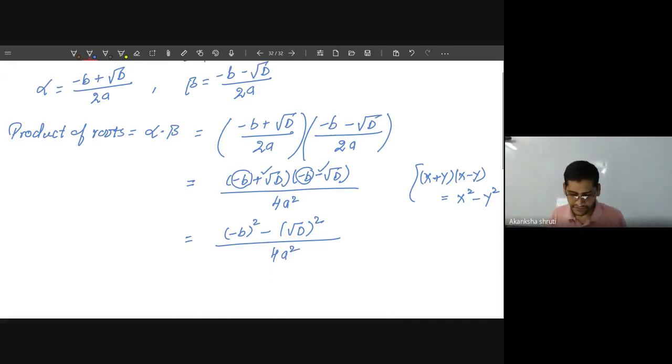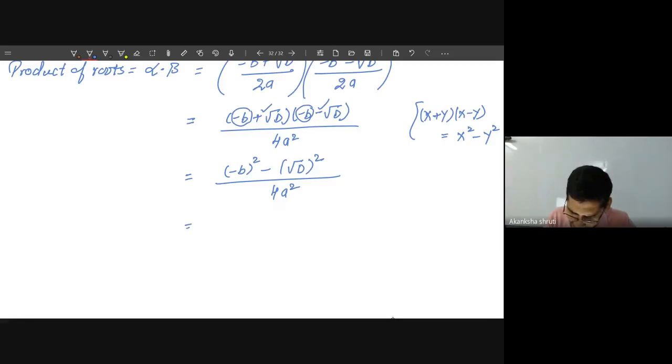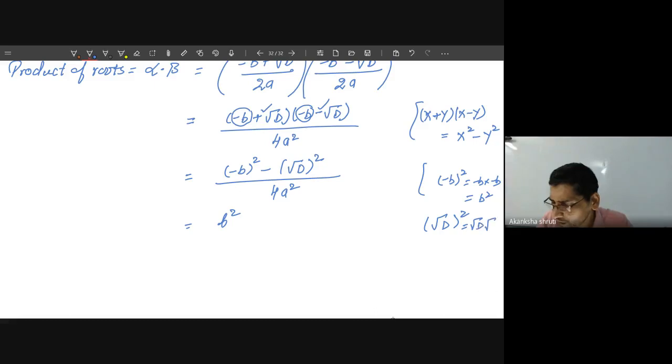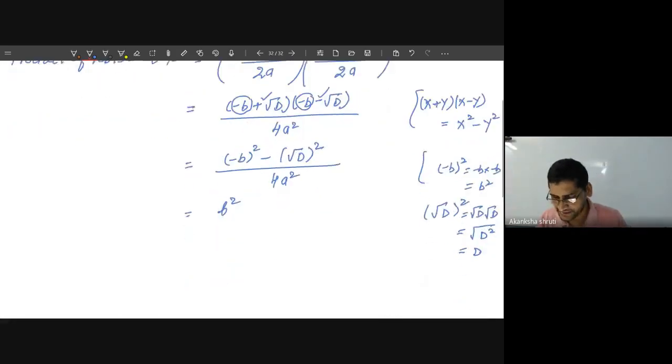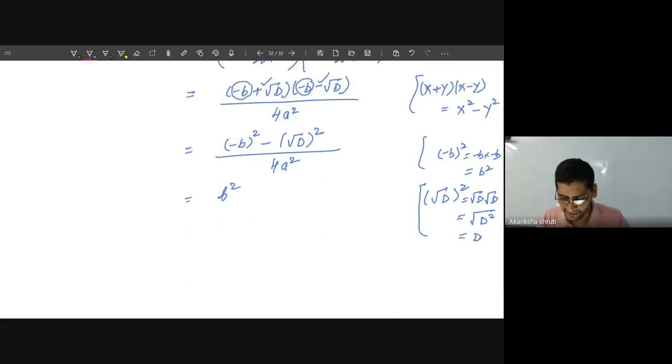Getting it, students? So go for simplifying this. Minus b square is simply b square. Any student have any doubt? Coming to under root of D square, it means under root of D into under root of D, which is under root of D square, so one of the D will come out. So I can write only D.